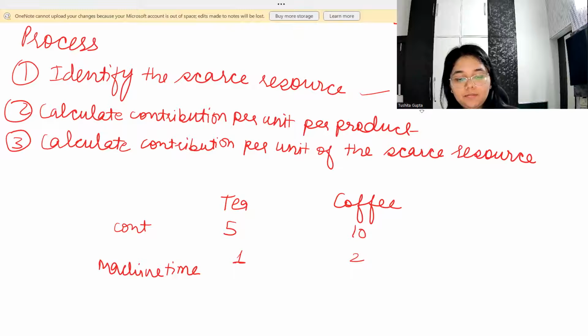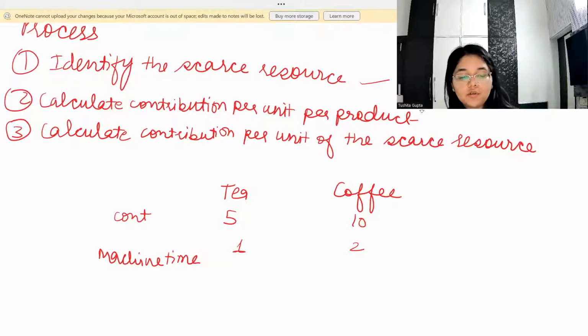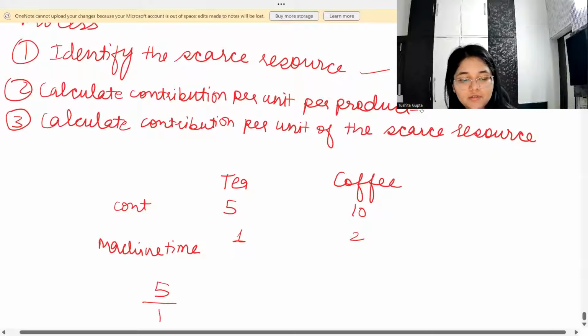So basically, I have identified my scarce resource, which is machine time. Then the second step is to find out the contribution per unit per product, which is already given. For tea, it is 5 and coffee, it is 10. And the third step is to calculate the contribution per unit of the scarce resource. So contribution per unit of the scarce resource will be 5 by 1 for tea, and for coffee, it will be 10 by 2, which is 5.